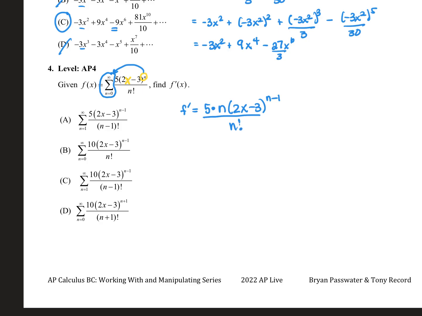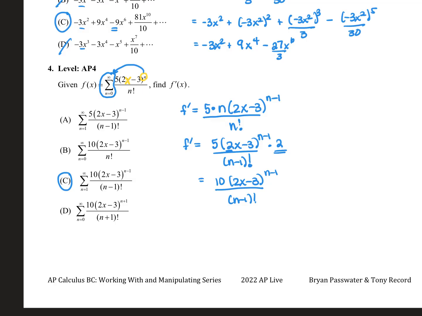So now we can simplify a little bit. F prime is going to be the same thing as 5 times (2x minus 3)^(n minus 1) all over (n minus 1) factorial. And then we have to multiply by 2, the chain rule. So that's going to give us 10 times (2x minus 3)^(n minus 1) over (n minus 1) factorial. Sorry, at the first point I forgot my chain rule. I was going to rewind, but I just forgot. So going up here, I believe this is C.